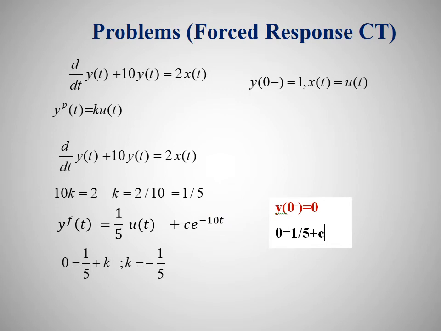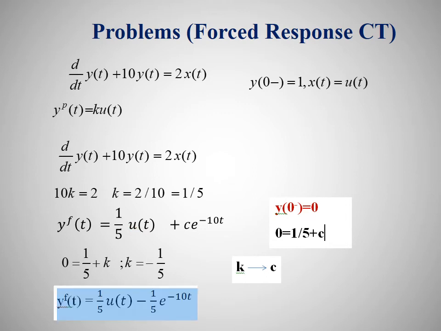Thus, c will be equal to minus 1 by 5. c is equivalent to k here, so it has been written as k is equal to minus 1 by 5. Since at t equal to 0, u of t is like an impulse, we have considered the input. Thus, the solution is yf of t is going to be equal to 1 by 5 minus 1 by 5 e power minus 10t.